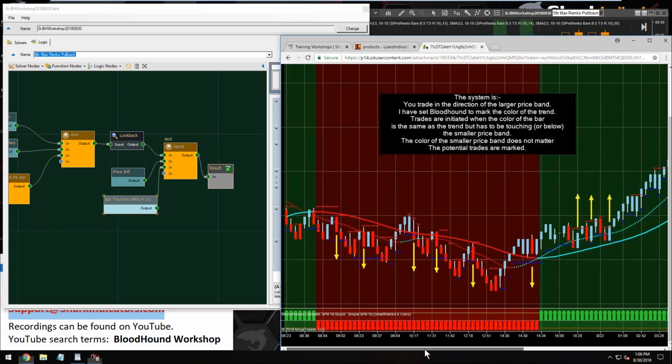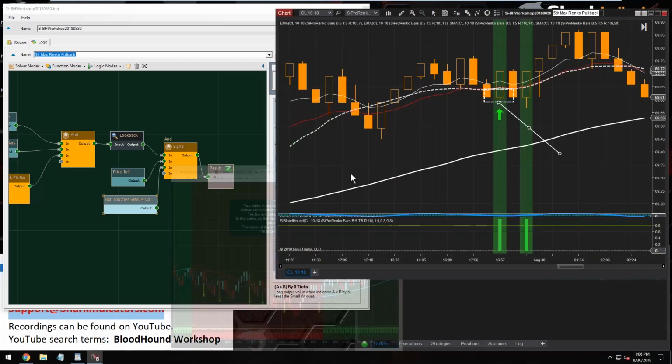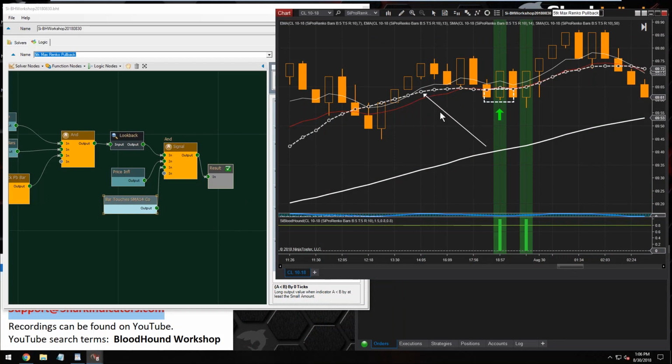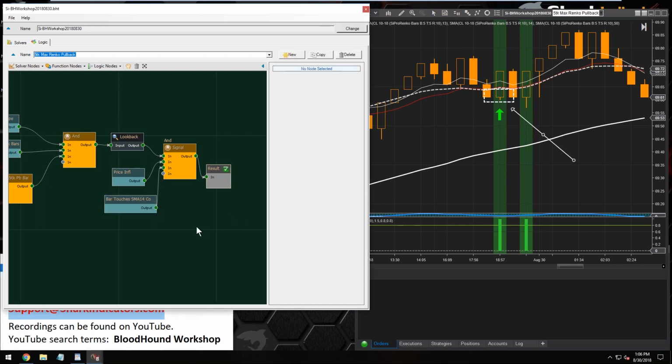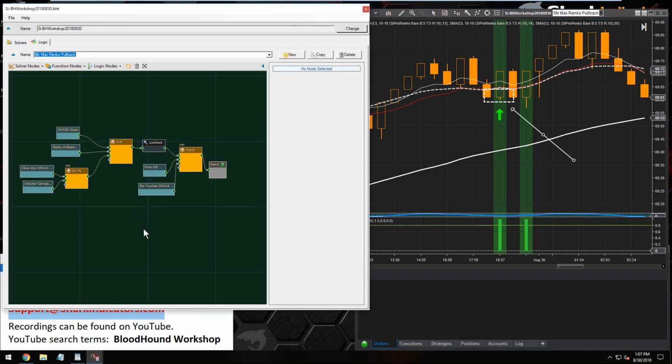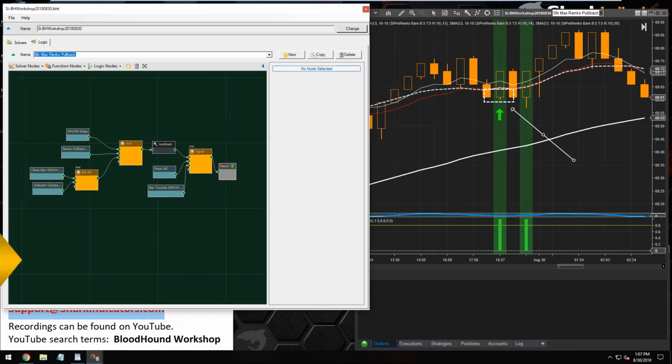Let's just take one last look here at the directions. Yeah, and so again here, the color or the slope of the smaller price band or moving average doesn't matter here. So we don't need to look at the slope of our faster moving average. Doesn't matter. Okay. So there we go. That is it.